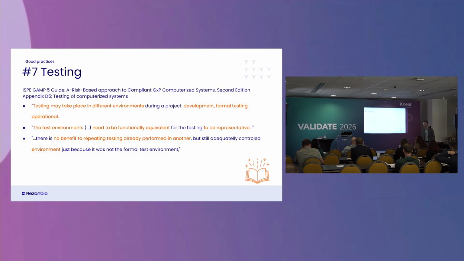Okay, another challenge: testing. GAMP 5, testing of computerized systems. Testing may take place in different environments: development, formal testing, operational. The test environment needs to be functionally equivalent to be representative, and there is no benefit in repeating testing already performed in another environment. Very important sentence.